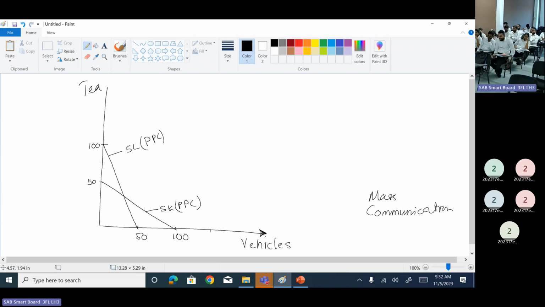That means the two PPCs intersect. That explains the two countries can exchange goods and services, there's absolute advantage. Now we combine these two. This is the combined PPC.